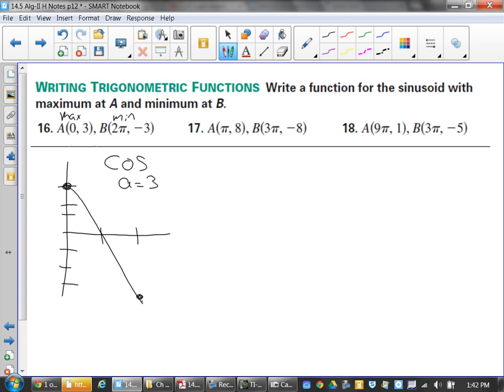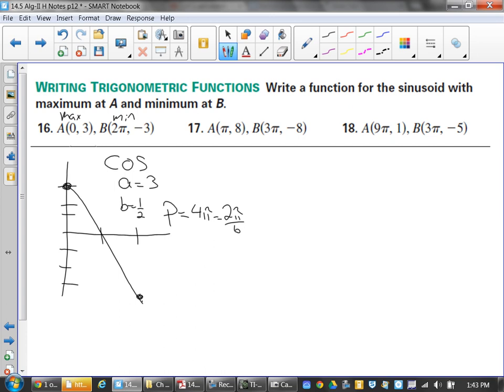Now the last thing to do is figure out our b value. How far apart horizontally is 0 and 2 pi? Double it, you get? So your period is equal to 4 pi. Set that equal to 2 pi over b, and b is? Very good. And you can put the rest together. Right? Do the other two.